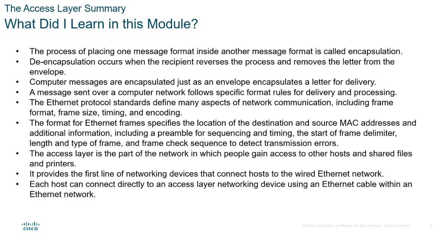Then the access layer is the part of the network in which people gain access to other hosts and shared files and printers. So it provides the first line of networking devices that connect hosts to the wired Ethernet network. Each host can connect directly to an access layer networking device using an Ethernet cable within an Ethernet network.